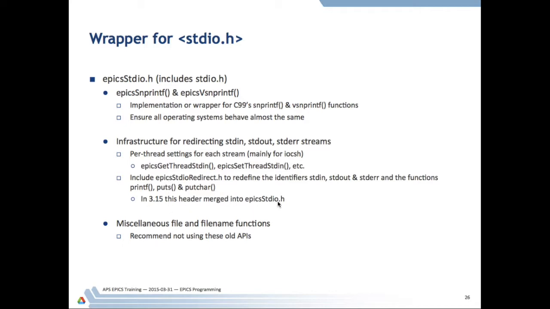In 3.15, we actually merged this header into EPICS standard I/O, so you have no choice. If you're using EPICS standard I/O, then you support the redirect functionality. There are a few other miscellaneous file and file name functions in here. I probably don't recommend using these very much. They're old APIs. Specifically, it's things like EPICS temp name and so on, which gives lots of warnings on modern operating systems because they don't want you to use that. That's an old API which is not secure. So these are the main functionality that you'd want from EPICS standard I/O.